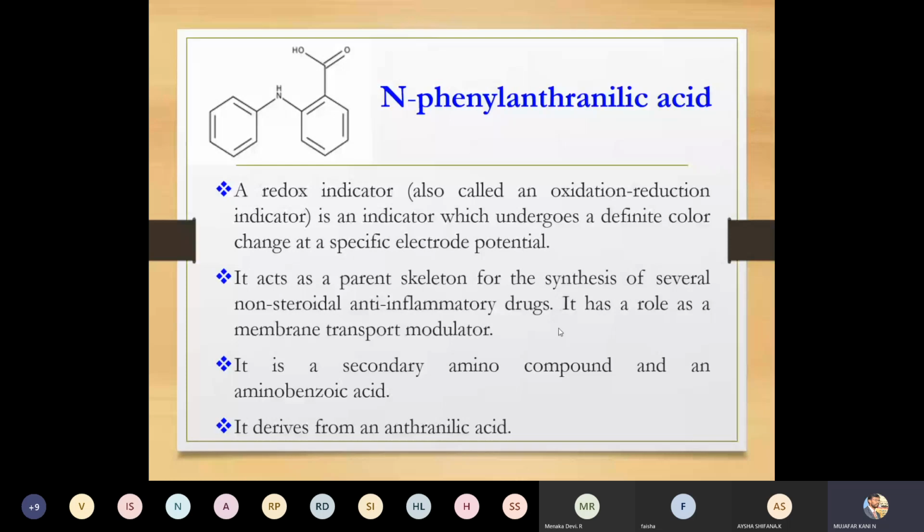It acts as a parent skeleton for the synthesis of several non-steroidal anti-inflammatory drugs. It has a role as a membrane transport modulator. It is a secondary amino compound and an aminobenzoic acid. It is derived from anthranilic acid. You know that? It is derived from anthranilic acid because it is one part of anthranilic acid that is called aminobenzoic acid.